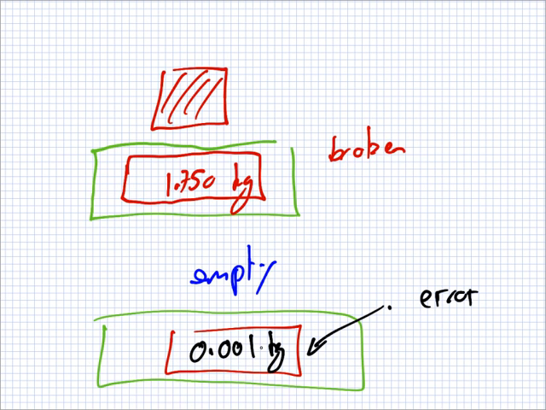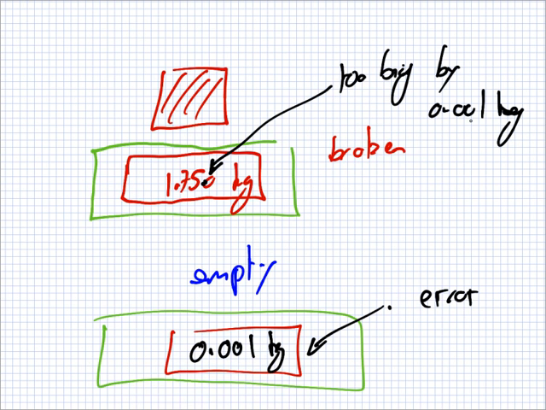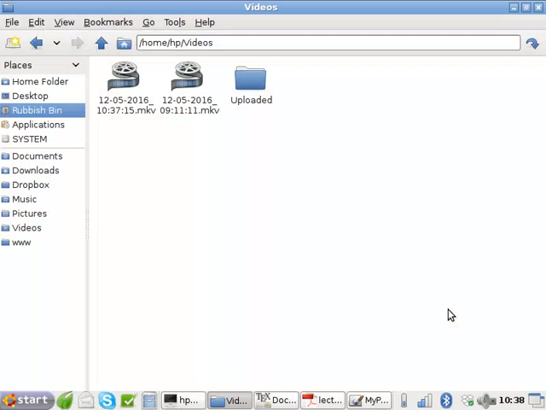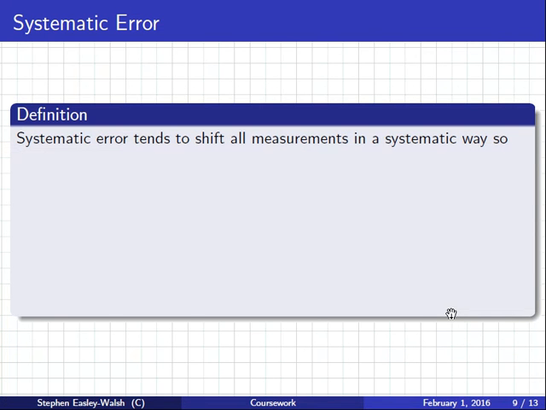And this error is on all the measurements. Each measurement, will it be too big or too small? Too big. This one is too big. By how much? By 0.001 kilograms. This is what you meant by an apparatus error. So this is an example of a systematic error. Each time this error is being applied to all the measurements. So this is what I mean by a systematic error. It's like a machine error, yeah.